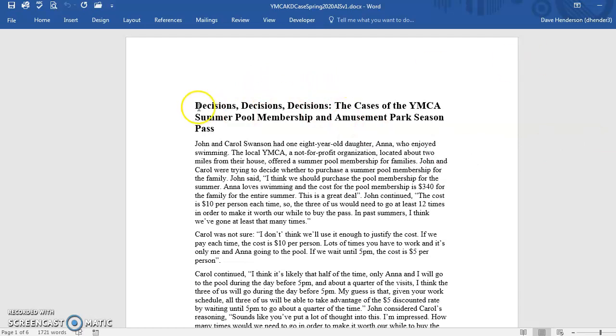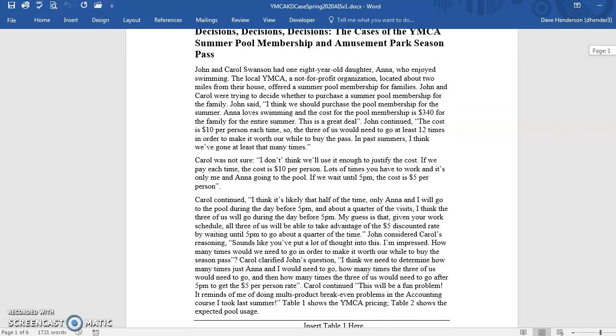So this case is a managerial accounting case. I would think of it as a multi-product break-even case. It's called Decisions, the case of YMCA and the amusement park season pass. And this was inspired actually by myself when we were trying to figure out whether or not we should buy the pool pass to the local YMCA. So let's just kind of talk about the case quickly here.